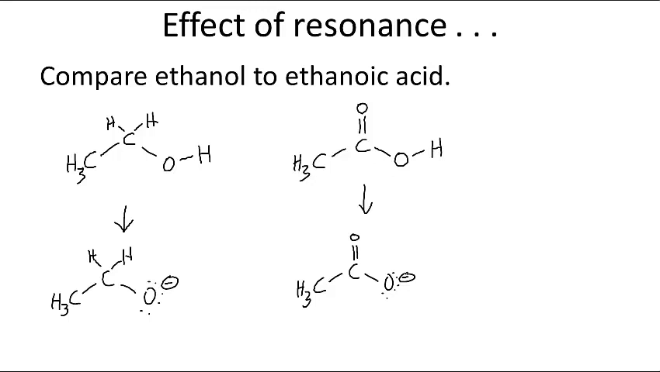In the molecule on the left, my negative charge is basically sitting on one oxygen atom, right? What about the one on the right? Now there's going to be resonance because of the two oxygens. I can share that negative charge and draw an alternate resonance structure. That looks like this.